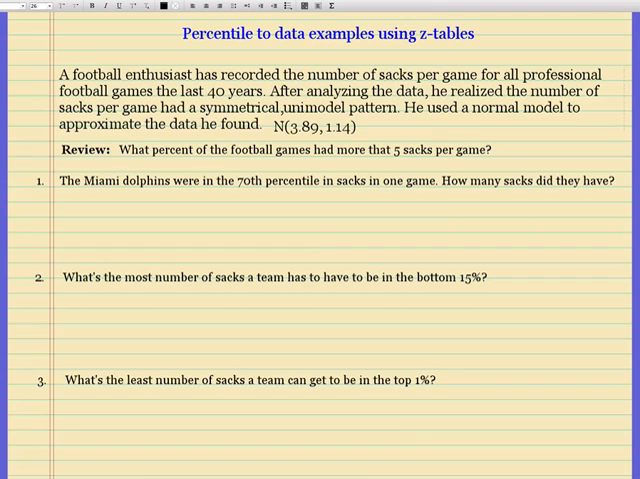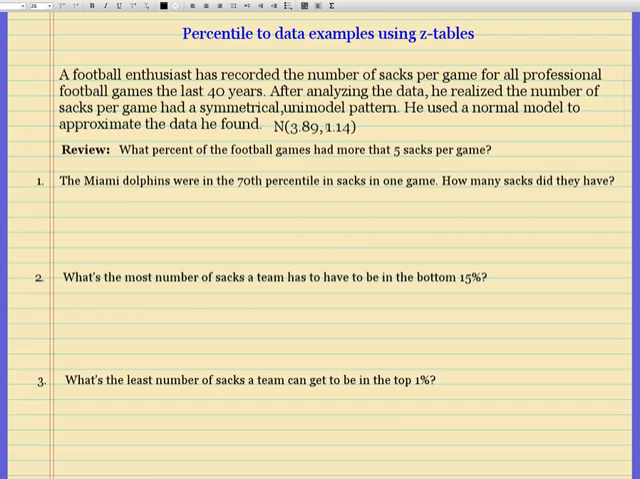As a review, find what percent of football games had more than 5 sacks per game. Go ahead and review that if you'd like. I'm not going to do it. And this is what we want to do. Question number 1. The Miami Dolphins were in the 70th percentile on sacks in one game. How many sacks did they have?